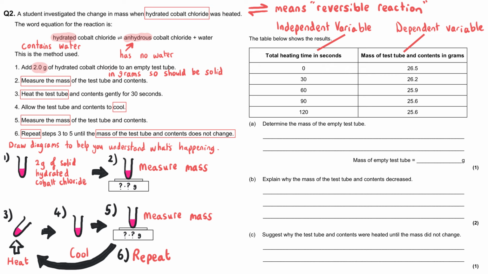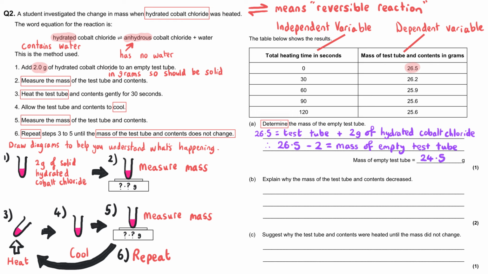Our first command is to determine the mass of the empty test tube. Well, we need to do 2 things here. First of all, we need to remember that we used 2 grams of the hydrated cobalt chloride. At the beginning, before any heating had occurred, the test tube and its contents had a mass of 26.5 grams. So we just need to simply subtract 2 from 26.5, and that gets us 24.5 grams.